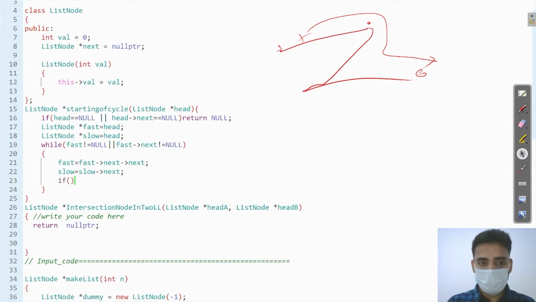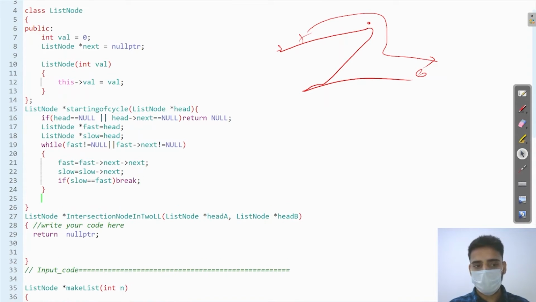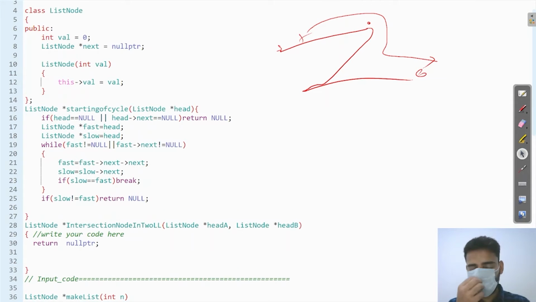Now we have to find when they both meet, and exit the loop. So if slow is equals to fast, we will break this loop. There are two conditions for coming out of this loop: first, we reach the null point, and second, both slow and fast are equal. So if slow is not equals to fast, we will return null. It means they both don't have any intersection. So I have returned null from this point.